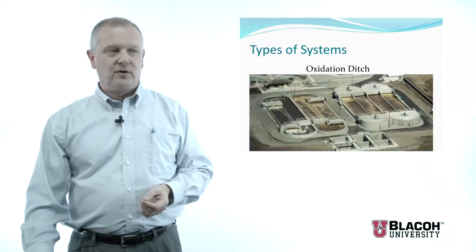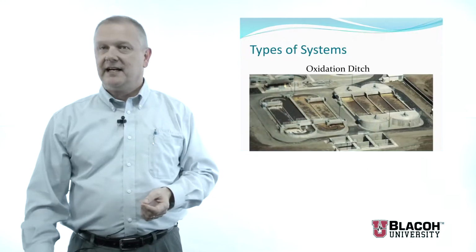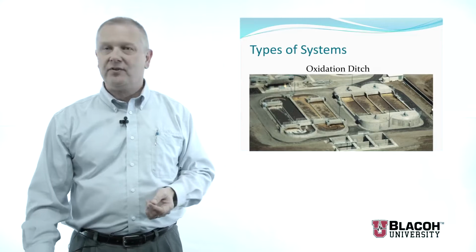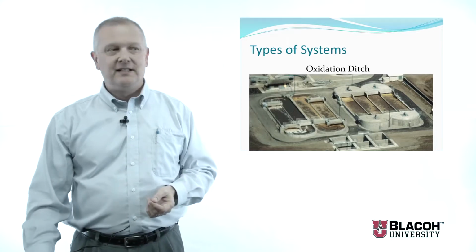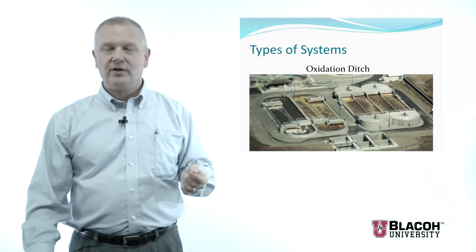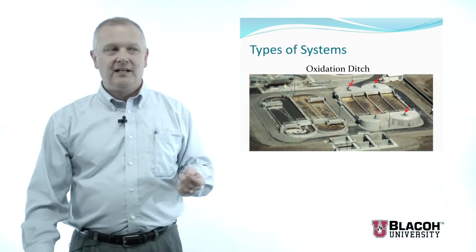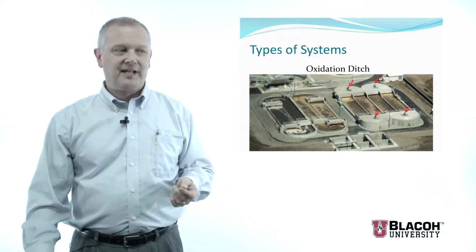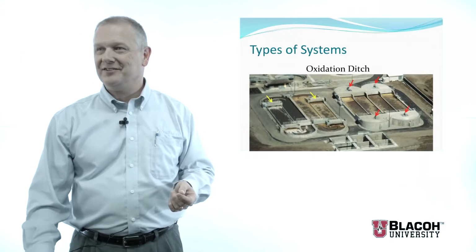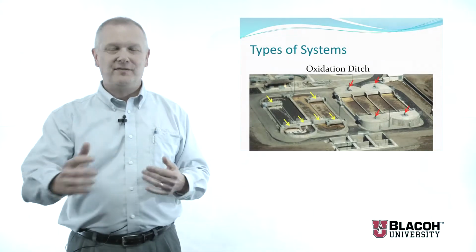This is a photo of some oxidation ditches. I chose this photo because it actually has both types of mechanical aerators. On the right, we have 4 vertical turbine aerators. In the ditches on the left, we have 6 horizontal brush aerators. Obviously, 2 different phases of development of a plant and expansion that occurred.